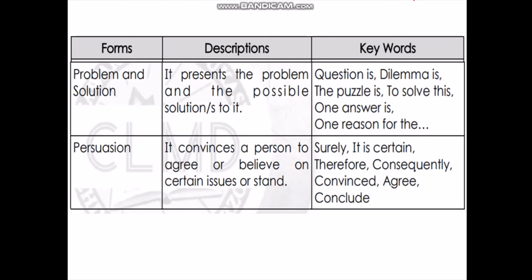For the last one, we have problem and solution, another form of informational text. Just like our lesson, it presents the problem and the solutions to it. These are the keywords: question is, dilemma is, the puzzle is, to solve this, one answer is, one reason for. So again, there's a problem, and after that, you give a solution. Therefore, it's a problem and solution.